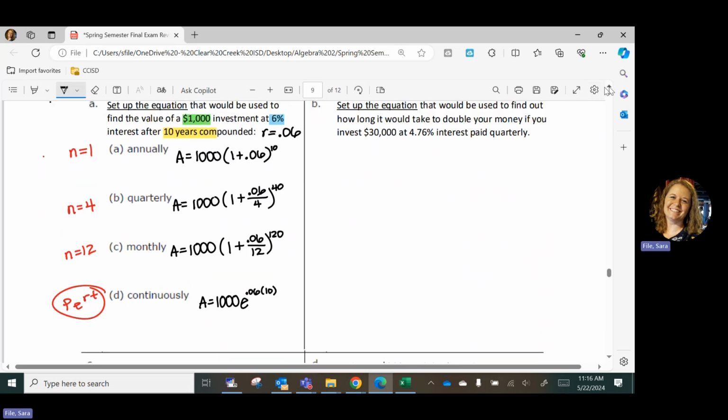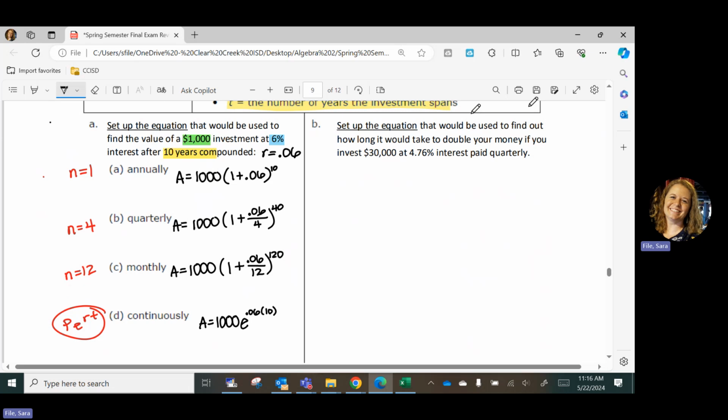Okay, for part B over here, it says set up the equation that would be used to find how long it would take to double your money if you invested 30,000 at 4.76% interest. Okay, so again, we're not having to solve, we're just setting up. So if our principal amount is 30,000 and they want us to double our money, what are we ending with? What's double 30,000? 60,000. So that's what we want it to equal over here.